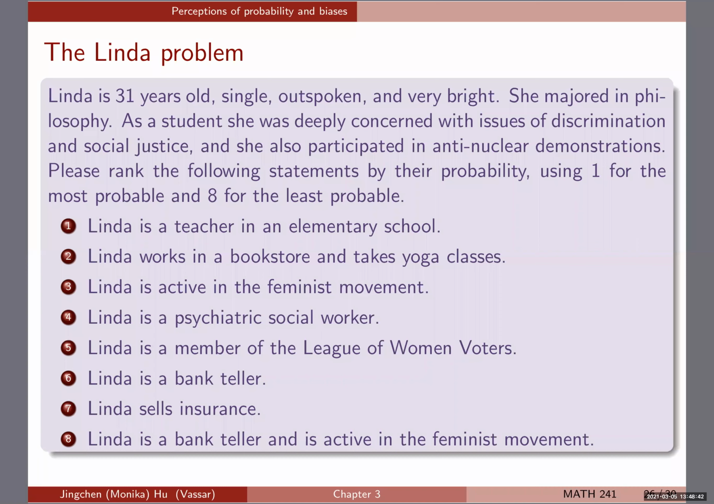Hidden in the 8 choices here are actually 3 of them that, after talking about probability perception and all of the propositions for probabilities, it's very interesting to take a closer look at. Okay, so I want to highlight the 3 here. The first one is number 3, Linda is active in the feminist movement. The second one is number 6, Linda is a bank teller. And number 8, Linda is a bank teller and is active in the feminist movement. One thing you might notice here is that we have the "and", right? So number 8 is in fact the intersection of number 3 and number 6.